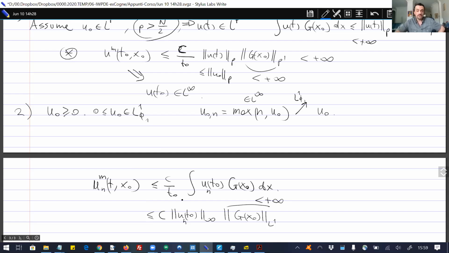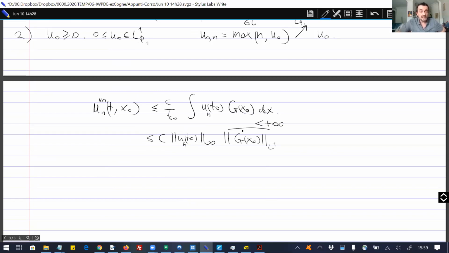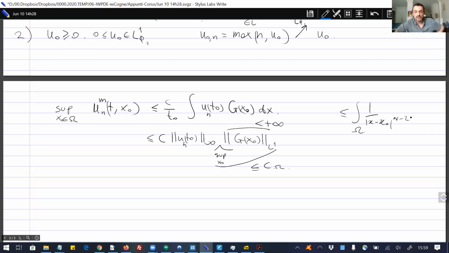Well, this is finite, but then what do you do? You take the sup in x0. This doesn't depend on x0, and so what you get is that here you have a sup in x0. It's not difficult to check that this is less than a constant depending on omega. This is again an exercise. Okay, this is an L1 function uniformly in x0. Basically, this is less or equal than the integral over omega of 1 over |x - x0|^(n-2), and if you have an s, 2s, who cares? It's the same. This is uniformly bounded for all x and x0. This is less than C(omega), that you can compute, actually.